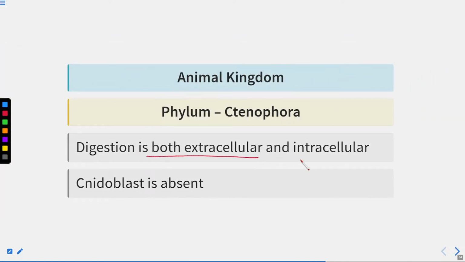Digestion is both extracellular as well as intracellular, and cnidoblast cells are absent. So where is it present? Cnidoblast is a very important cell that is present in the phylum Coelenterata, right?